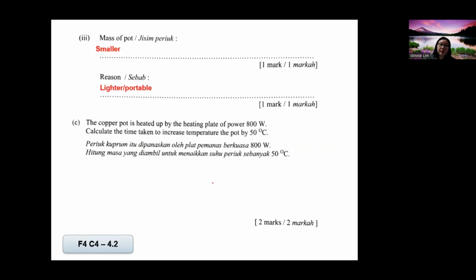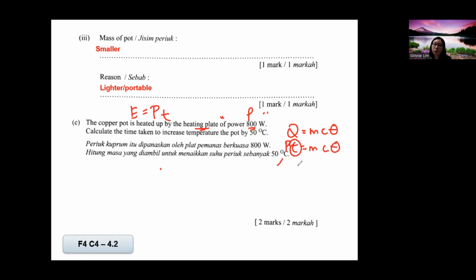Okay, part C, calculations. The copper pot is heated up by a heating plate of power 800 watt. Calculate the time taken to increase the temperature of the pot by 50 degrees Celsius. So in this case, the formula that we use in general is Q equals mc theta. Then next, I always tell students to ask where the heat supply comes from. In this context, the heat supply comes from electricity, whereby they have this heating plate. They have the idea of power. So electrical energy is power times time. Hence our formula becomes Pt equals mc theta.